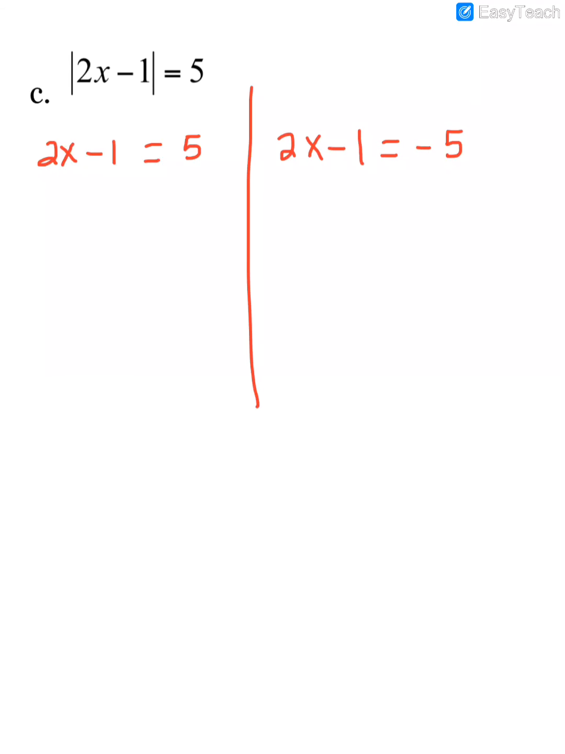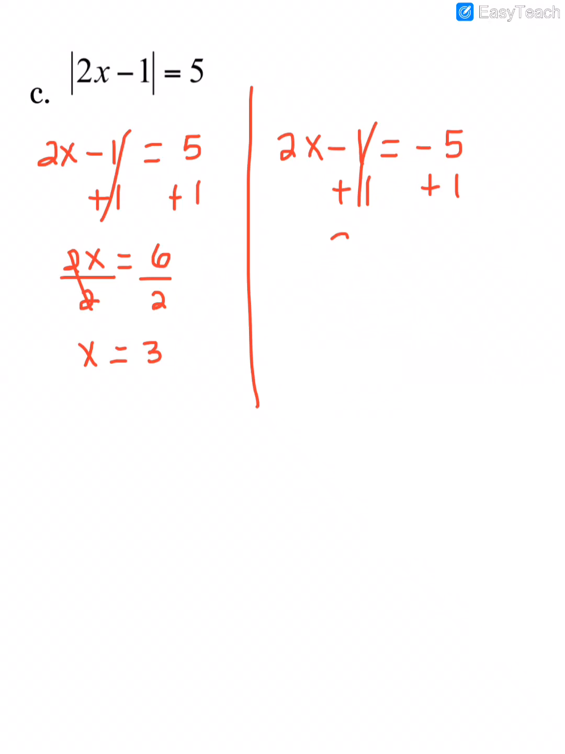All right, and then we just solve these. I'm going to add 1 to both sides, and then divide by 2. So I get x equals 3. For the other equation, I'm going to add 1, and I have 2x equals negative 4. Divide by 2, and x equals negative 2.